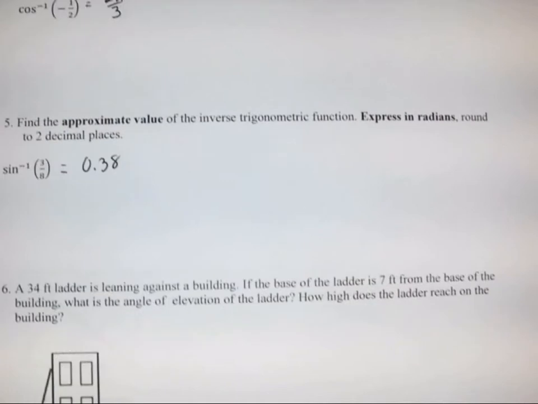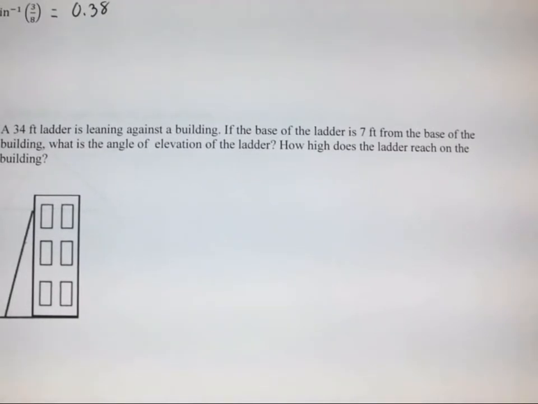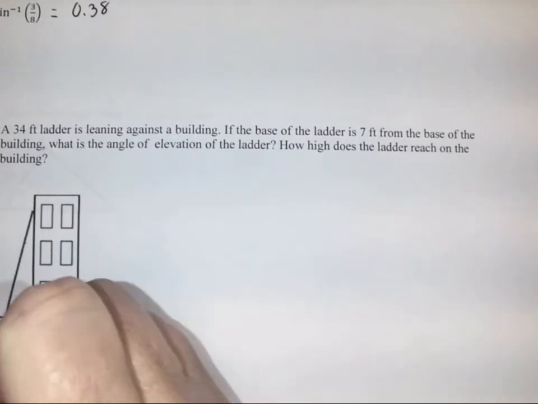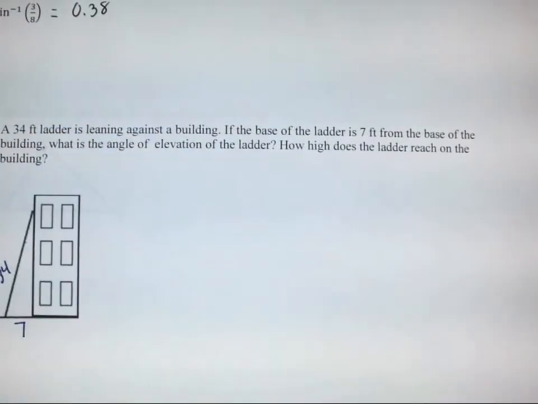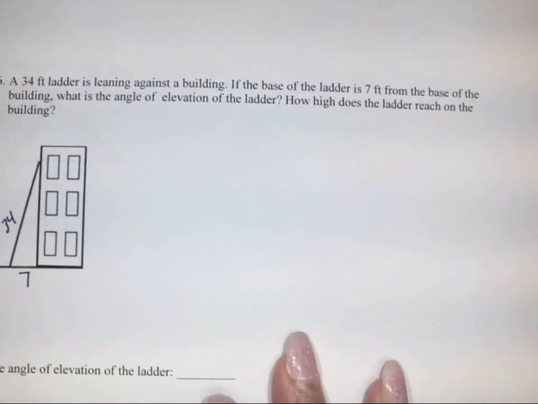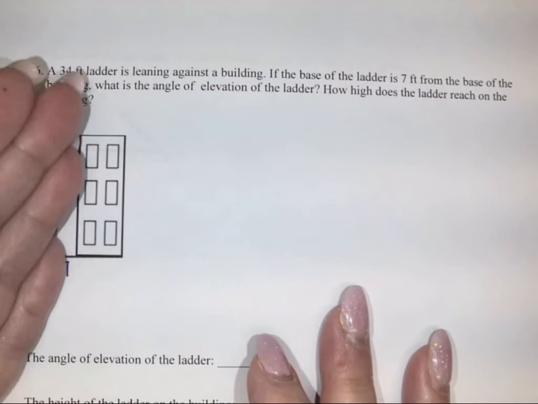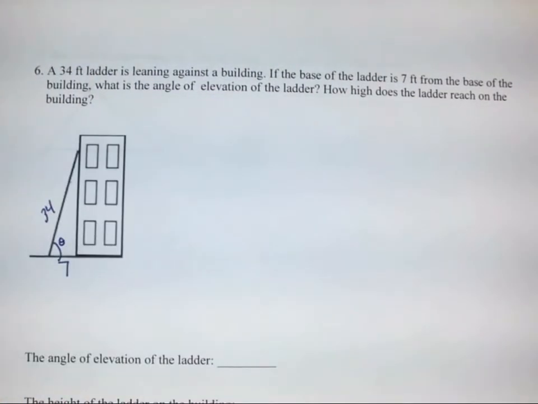All right, next problem. We have a 34-foot ladder, and our 34-foot ladder is leaning against a building. If the base of the ladder is 7 feet from the base of the building, so that's the first value we know, this will be 7. And we also know it's a 34-foot ladder. What is the angle of elevation of the ladder? So the big key here is you've got to know where your angle of elevation is. It is the ladder where it elevates from the ground. So this is the theta you're looking for.